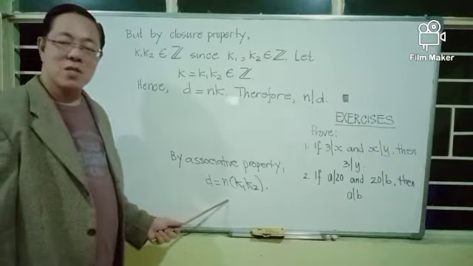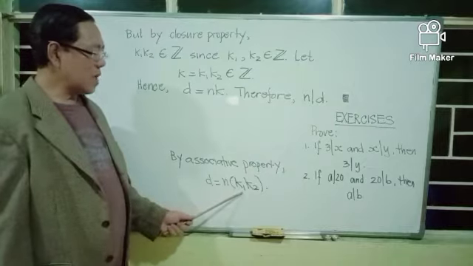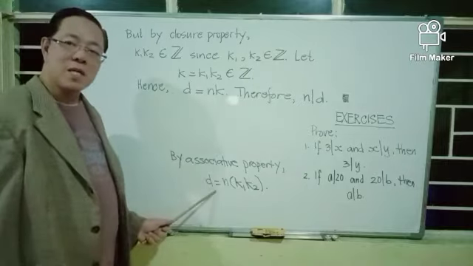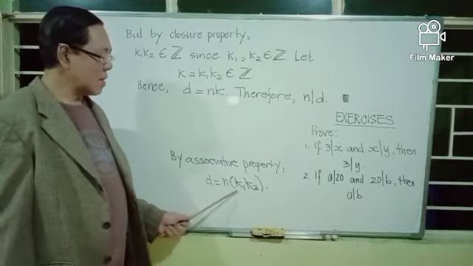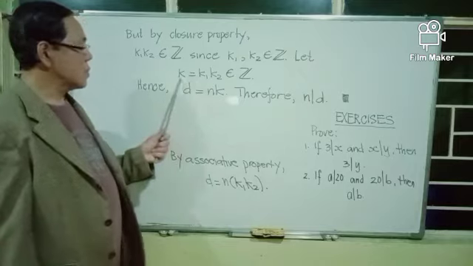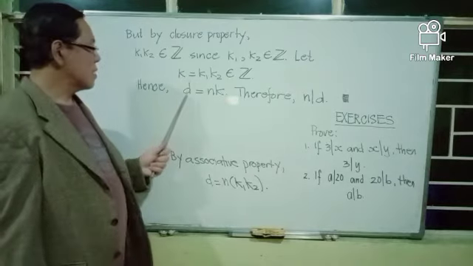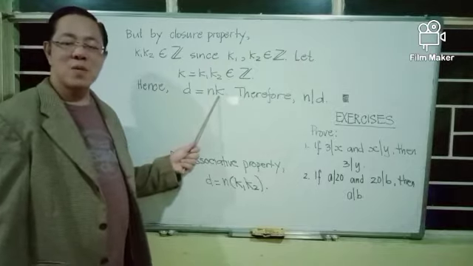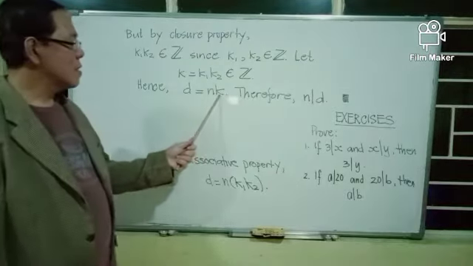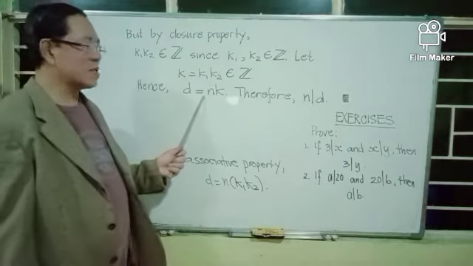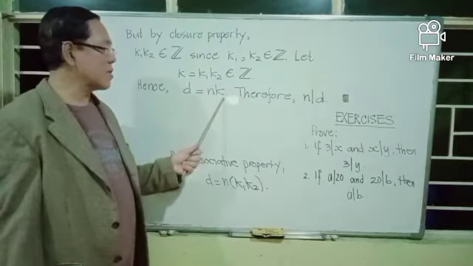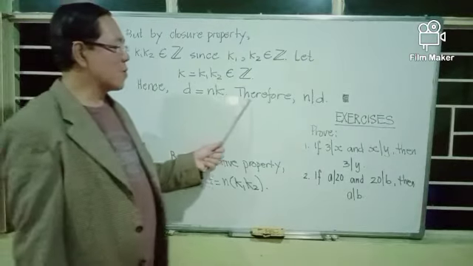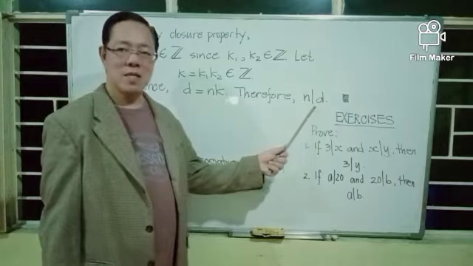Now from the last equation we replace k1 times k2 by k. Therefore d equals n times k1 times k2 equals n times k. Hence we get d equals nk. Therefore, we have found the integer k such that d equals n times k, and the integer k is the product of the integers k1 and k2. Therefore, we conclude that n divides d.